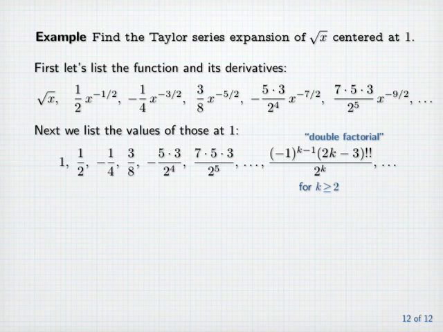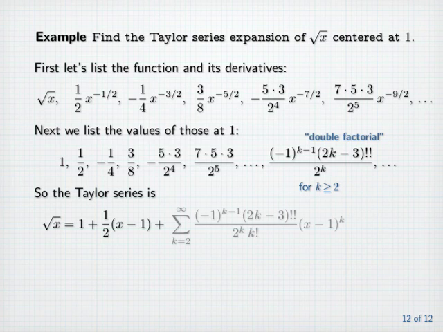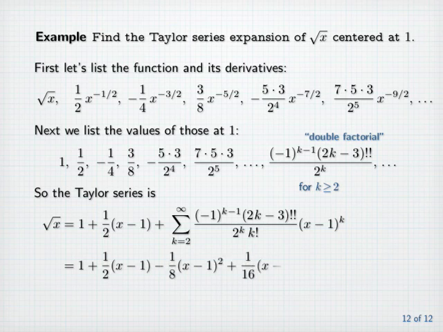So the Taylor series is 1 plus 1/2 times x minus 1 plus the sum from k equals 2 to infinity of minus 1 to the k minus 1 times 2k minus 3 double factorial divided by 2 to the k times k factorial times x minus 1 to the kth power. The first several terms here are 1 plus 1/2 times x minus 1 minus 1/8 times x minus 1 squared plus 1/16 times x minus 1 cubed minus 5 over 128 times x minus 1 to the fourth.